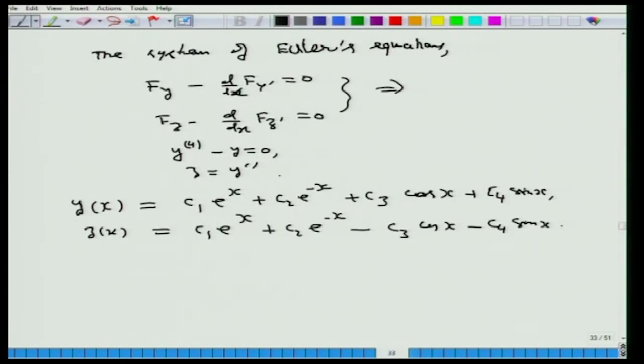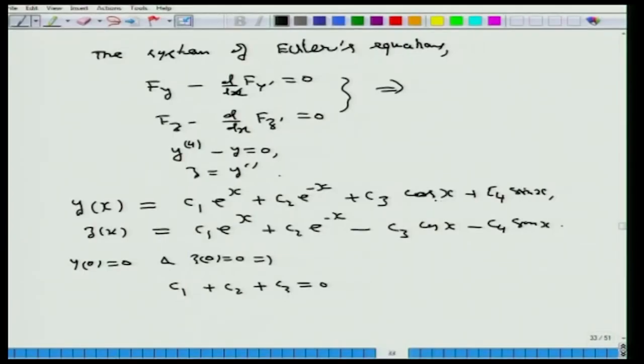Now, here y(0) equal to 0 and z(0) equal to 0 imply that c1 plus c2 plus c3 equal to 0, and c1 plus c2 minus c3 equal to 0. So, adding these, this will imply c3 is 0 and c1 equal to minus c2.